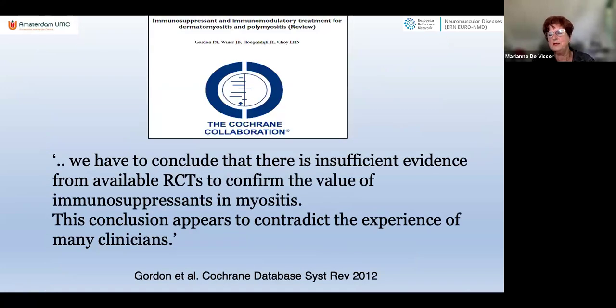The authors of the Cochrane database concluded that there is insufficient evidence from available RCTs to confirm the value of immunosuppressants in myositis. This conclusion appears to contradict the experience of many clinicians. Indeed, we all still use methotrexate, azathioprine, and the other medications you saw on the previous slide.